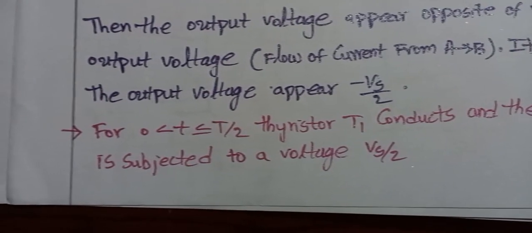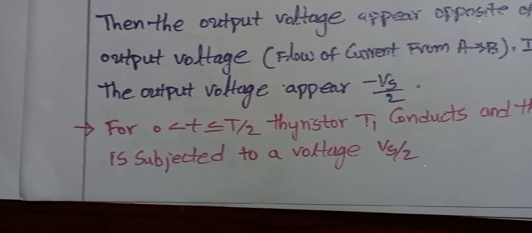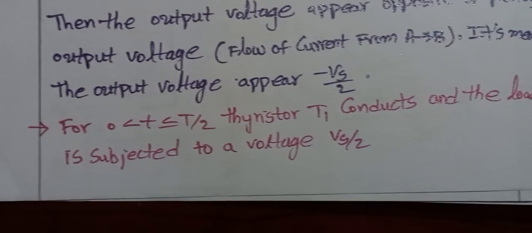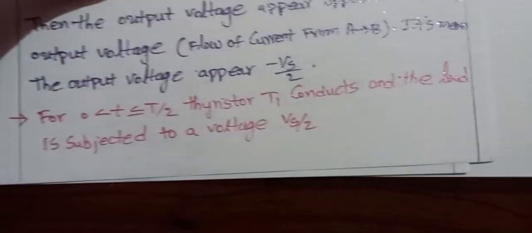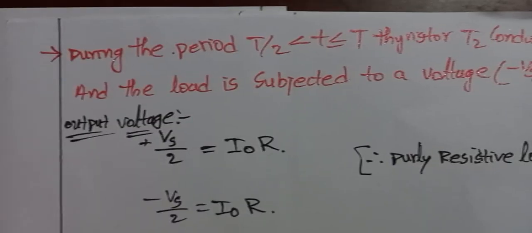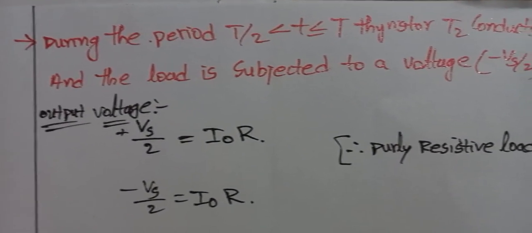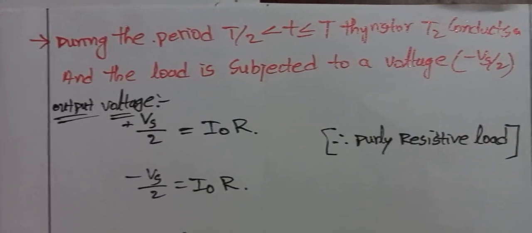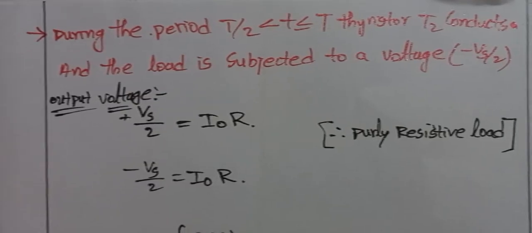For the time period 0 to T by 2, the thyristor T1 is in conduction mode, so the load is subjected to a voltage Vs by 2. Then the same thing here: during the time period T by 2 to T, thyristor T2 conducts and the load is subjected to a voltage minus Vs by 2.